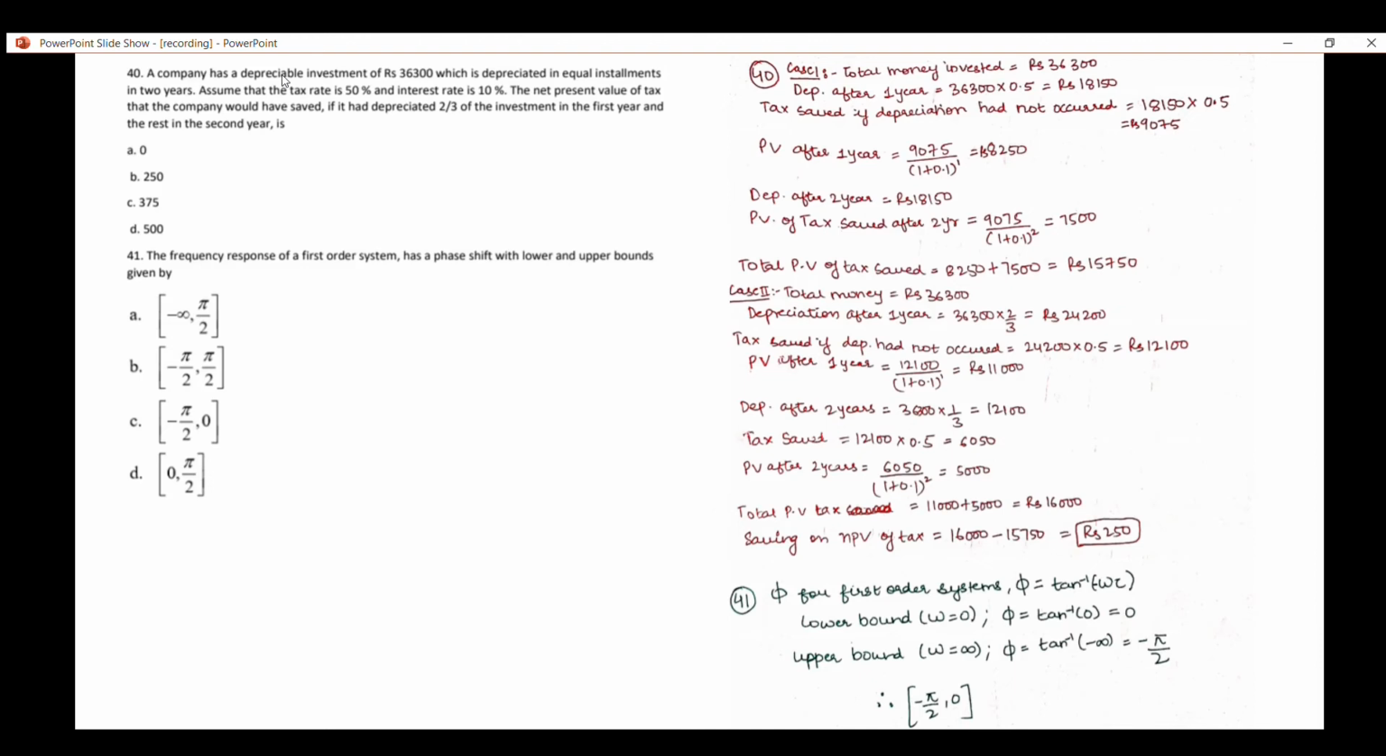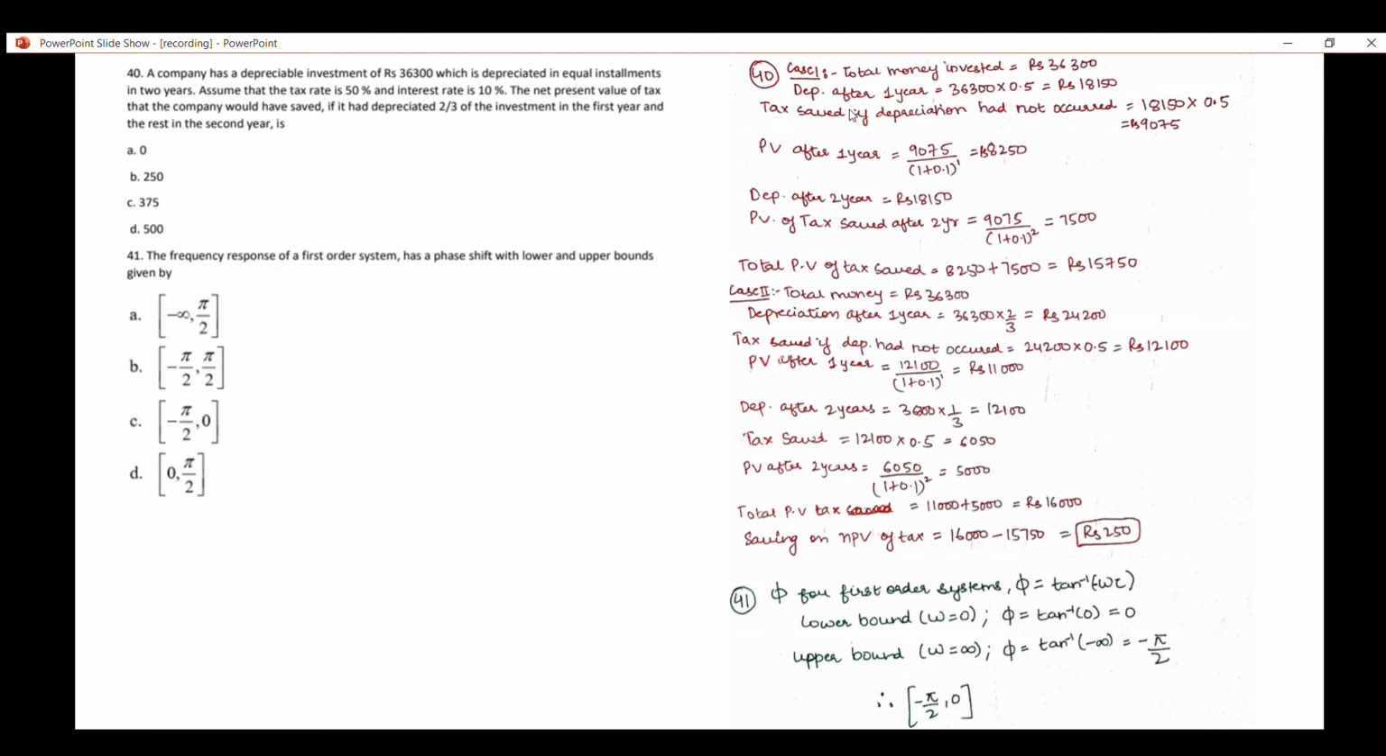This question is a bit lengthy. So a company has a depreciable investment of rupees 36,300, which is depreciated in equal installments in 2 years. We have to assume that the tax rate is 50% and the interest rate is 10%. So the net present value of tax that the company would have saved if it had depreciated two-thirds of the investment in the first year and the rest in the second year. So I have done this question in two parts.